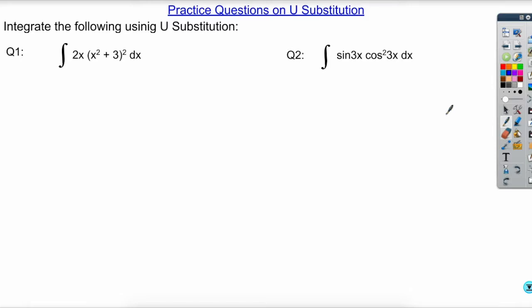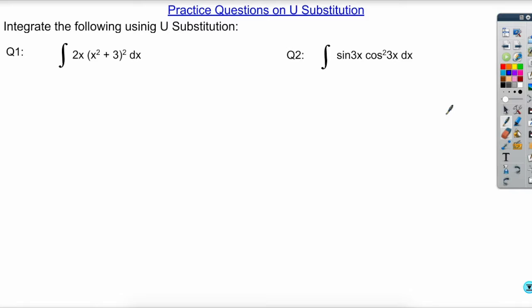Now what I'd like you to do is pause the video and have a go at these two questions here. Integrate both of these, question 1 and question 2, and when you're happy with your answers, restart the video and we'll go through these together. So pause the video now and have a go at question 1 and question 2.